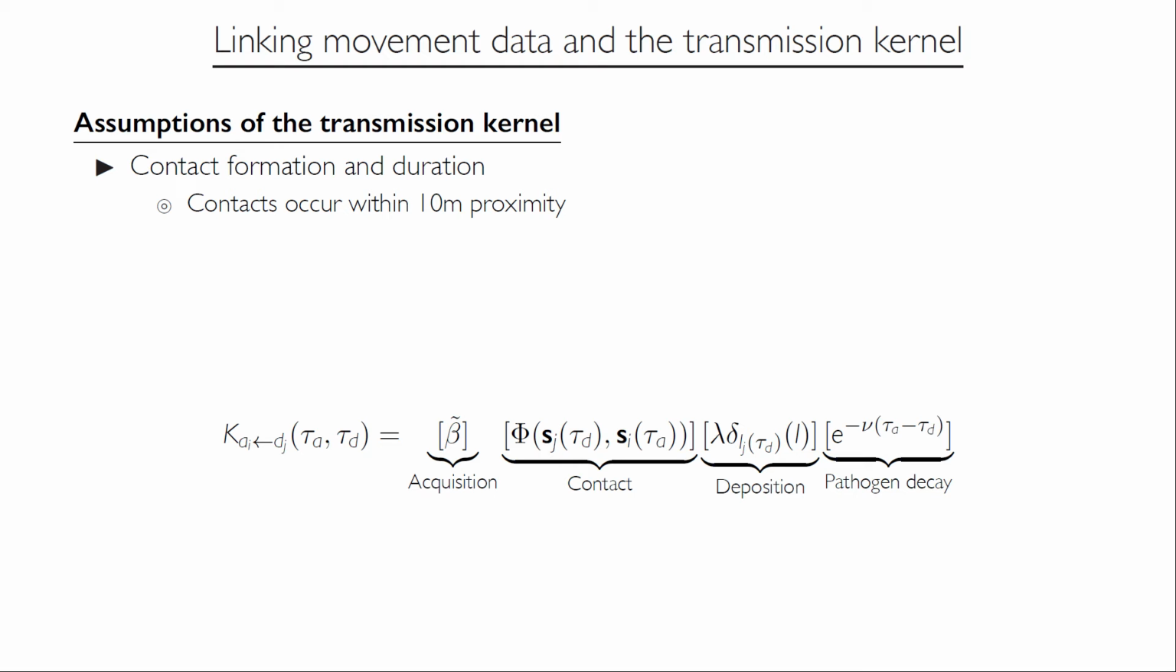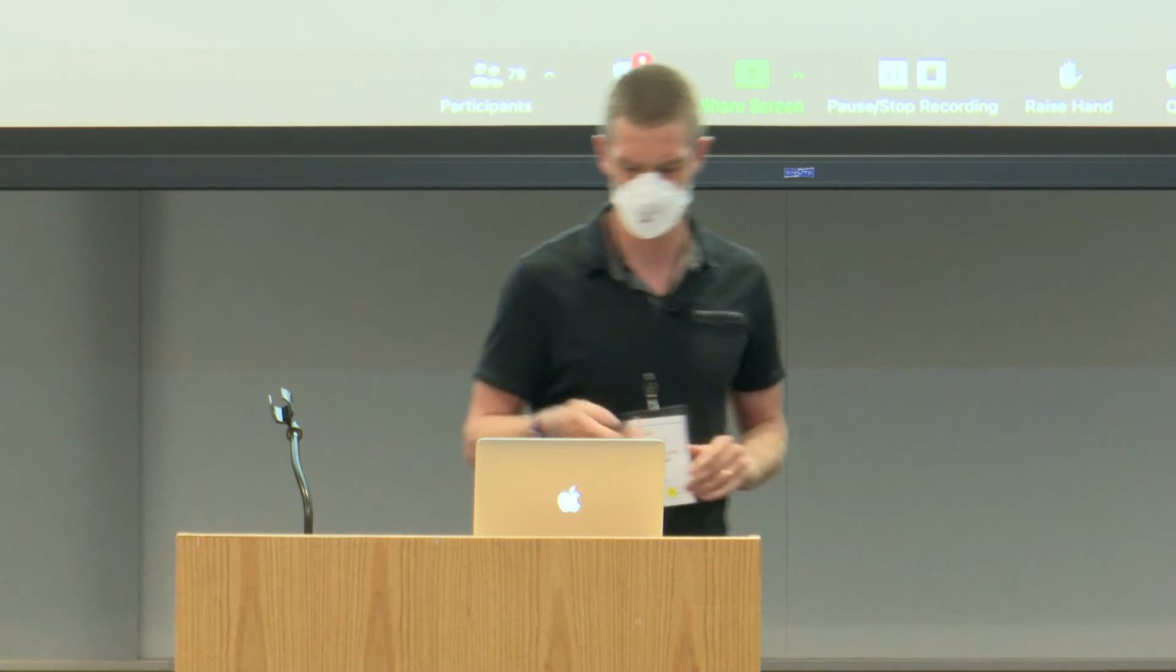In this case, we're going to assume that a contact occurs when pigs are within 10-meter proximity of each other. I just want to point out that for all the results I'm going to show following, this 10-meter assumption doesn't matter too much. It could be 5 meters, it could be 1 meter. We get all the same results, all right?